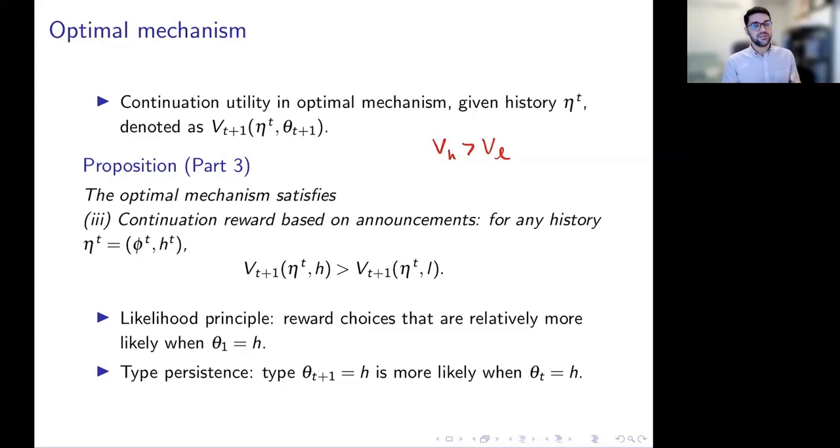Because types are persistent, having a high type in period T+1 is indicative of having a high type in period T. Because I want to offer a higher utility to an agent that is initially of a high type, I want to reward any information that is indicative of the agent having an initially high type. So because of this persistence, having a high type in any future period is indicative of having a high type in the initial period, and it's going to be rewarded as a consequence.